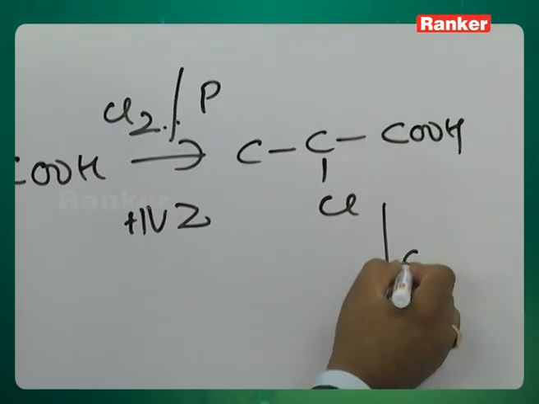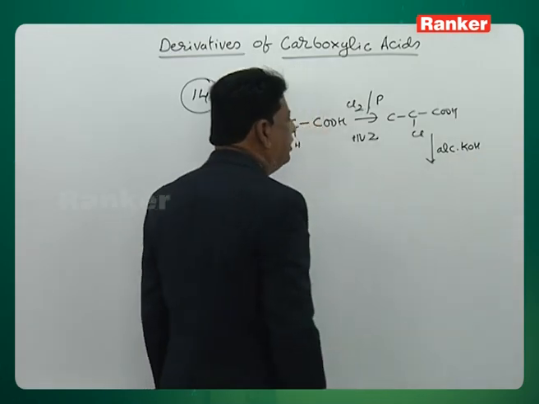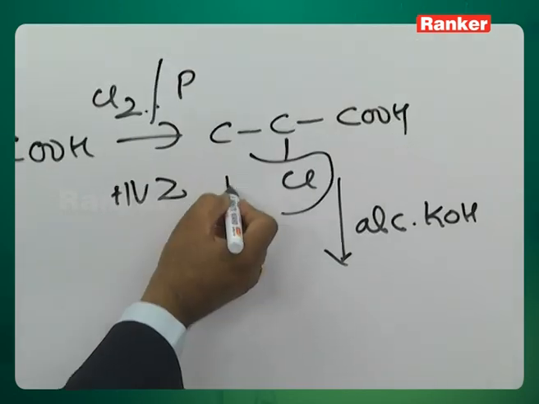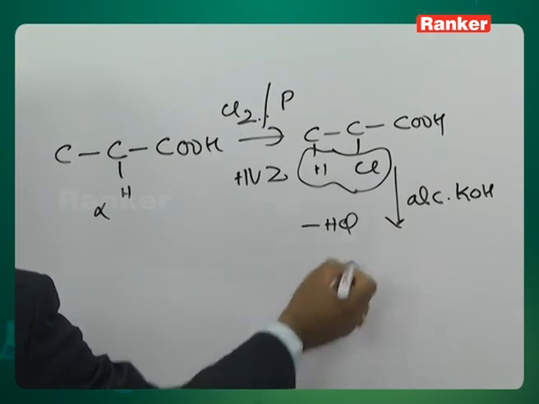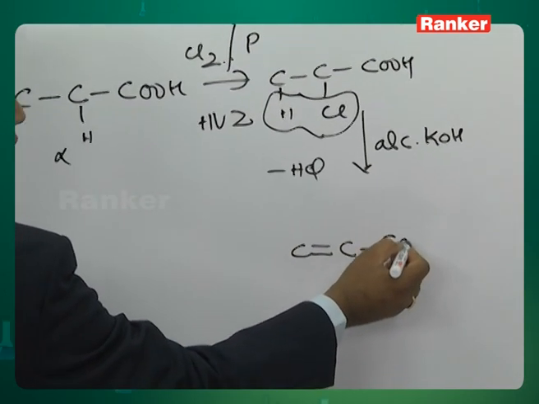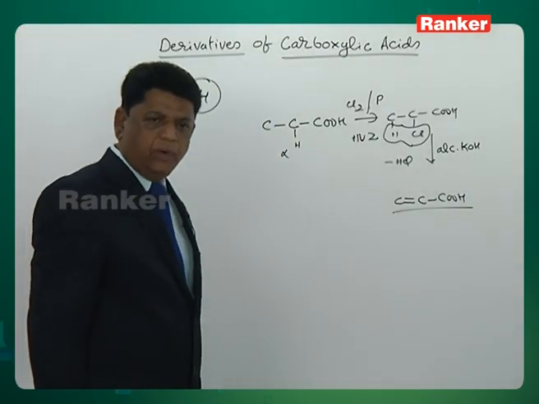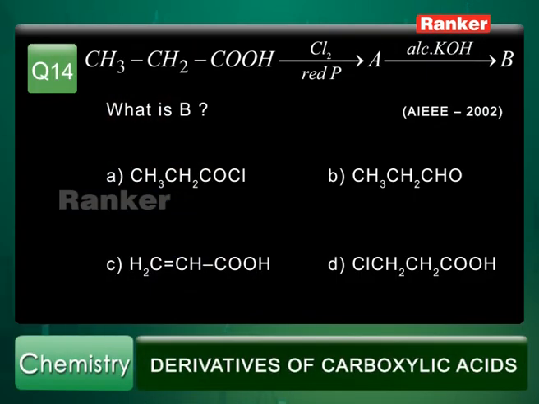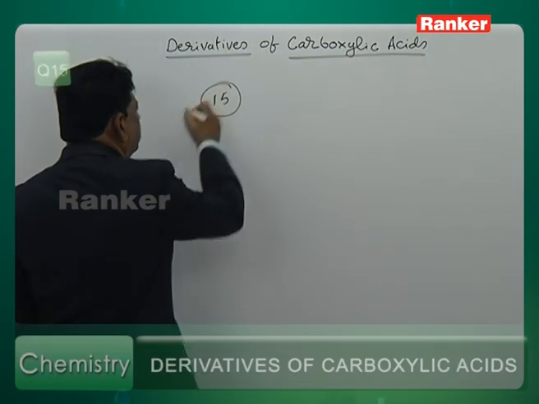then followed by alcoholic KOH. This is a strong base which eliminates the Cl. Along with hydrogen, that side hydrogen is not there, only this side is available. So, therefore, this HCl will be removed, minus HCl. Therefore, an alpha beta unsaturated carboxylic acid, commonly known as acrylic acid, nothing but the carboxylic acid containing ethylene is formed, that is option C is the right answer. So, let us go to the 15th question.